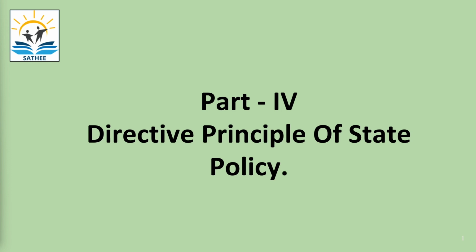Habeas corpus, mandamus, certiorari, prohibition, and quo warranto. So we have discussed all these five writs. We have talked about the relation between the writs that can be given by the Supreme Court and how it is different from the High Court.